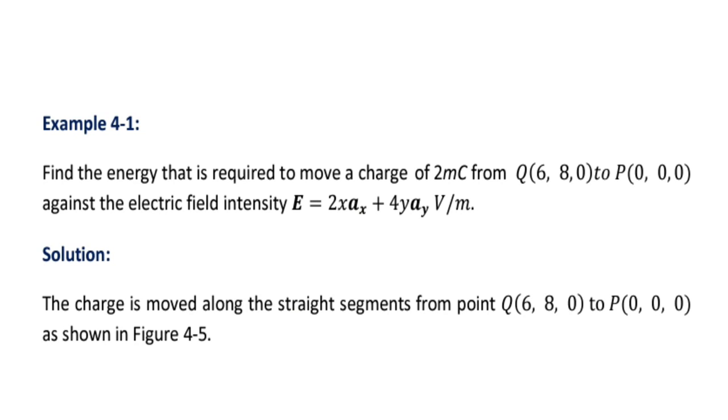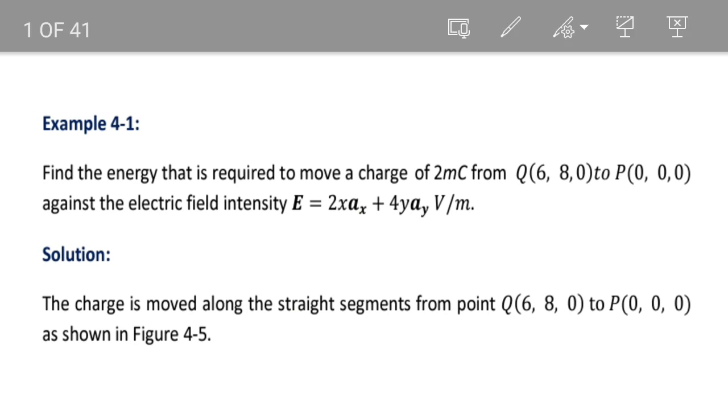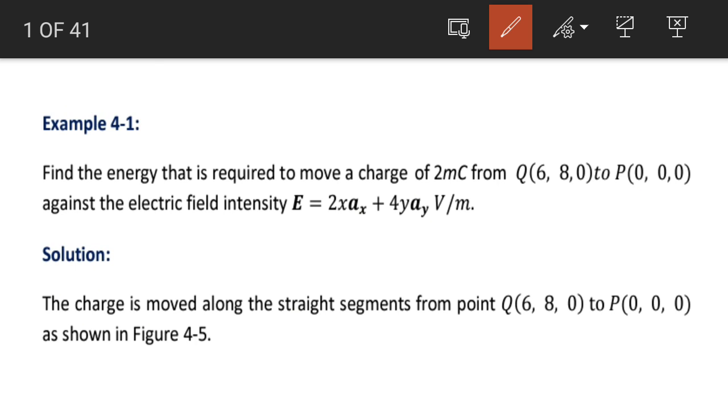Questions of chapter number 4. Here is example number 1. In example number 1, we need to find out the total energy that is required to move a charge of 2 millicoulomb from point Q (6, 8, 0) to point P (0, 0, 0) against the electric field intensity E = 2x ax + 4y ay V/m.